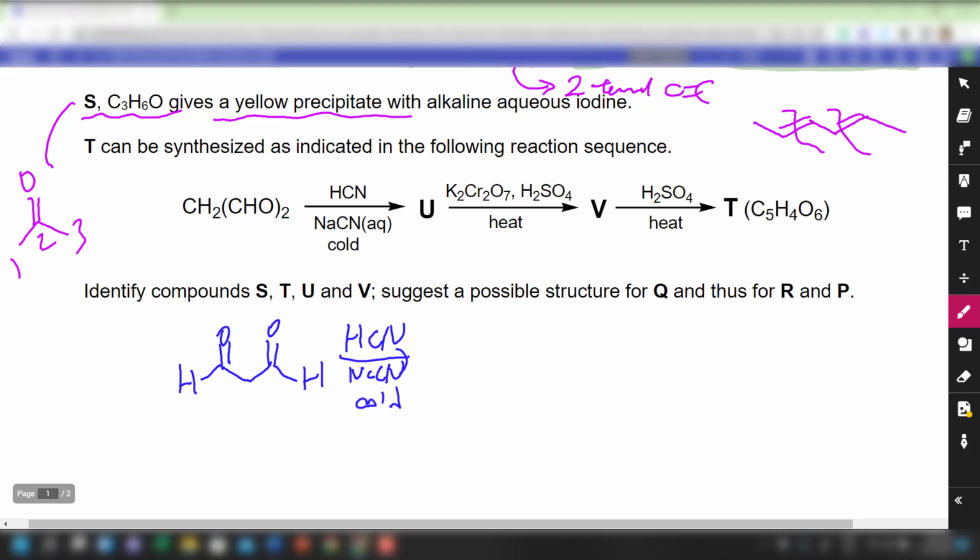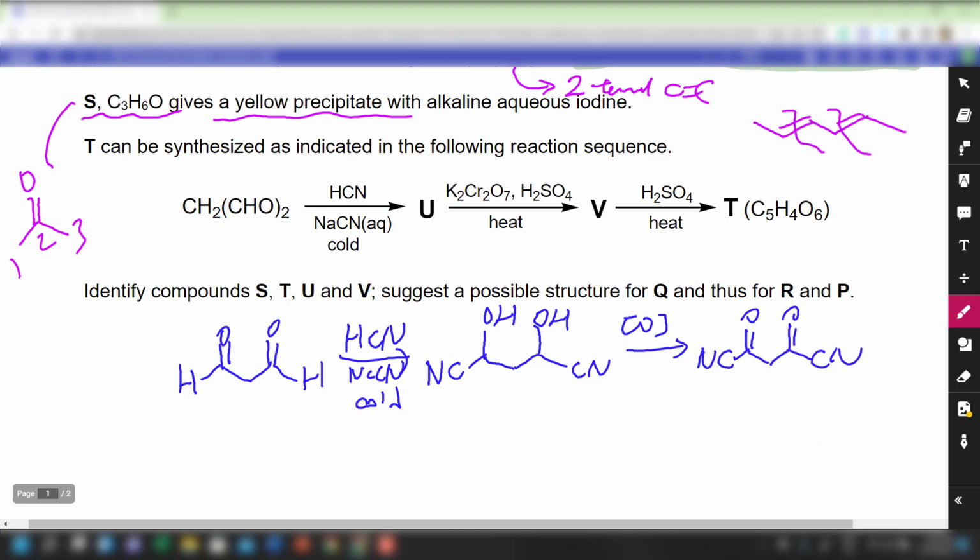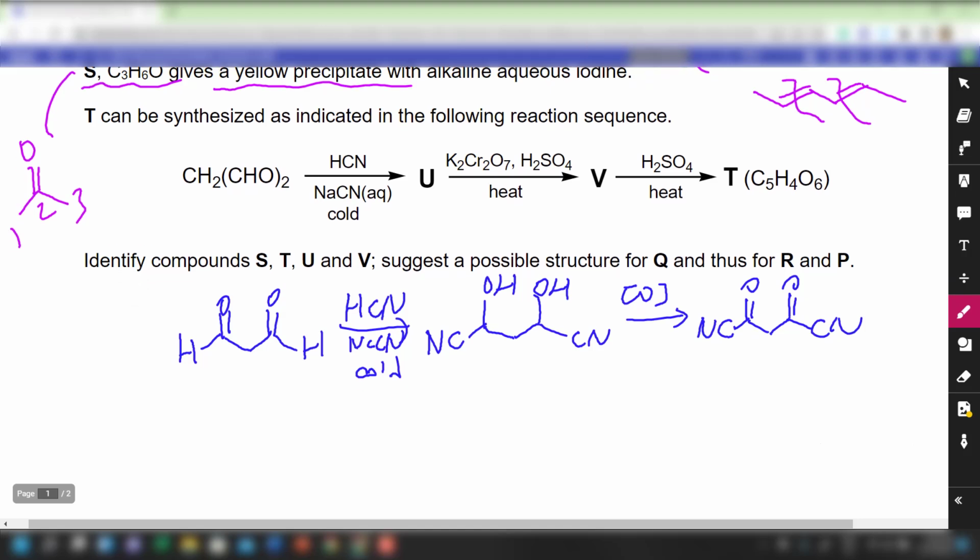In this case, I'm going to predict that it's likely to be a nucleophilic addition reaction. So I'm going to get 2 alcohol groups. Then after that, when I heat it with acidified potassium dichromate, this is likely to be an oxidizing condition, so I'm going to get C=O and then CN. After that, in the presence of sulfuric acid, the cyanide group will undergo hydrolysis. So this will be acidic hydrolysis.